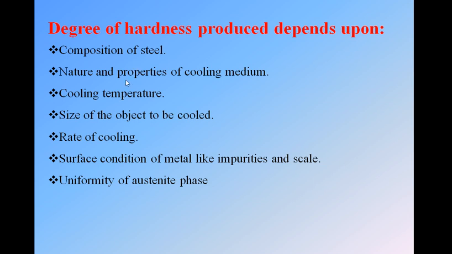Next we have cooling temperature. Next, size of the object to be cooled. If the size is small, cooling time will be less. If the object is big, cooling time will be somewhat more, in seconds only. Rate of cooling: if there is fast cooling, there is high hardness, and with a somewhat optimum rate of cooling, there will be optimum hardness. Then surface condition of the metal, like impurities and scale, and the last one is the uniformity of the austenite phase.